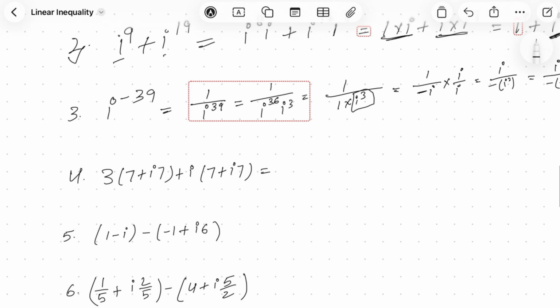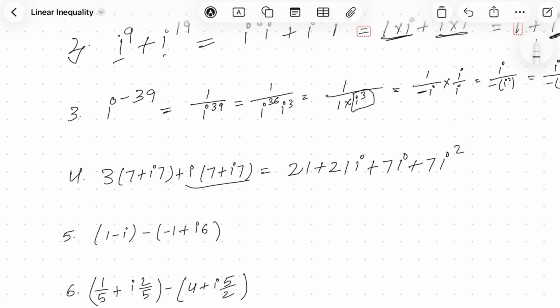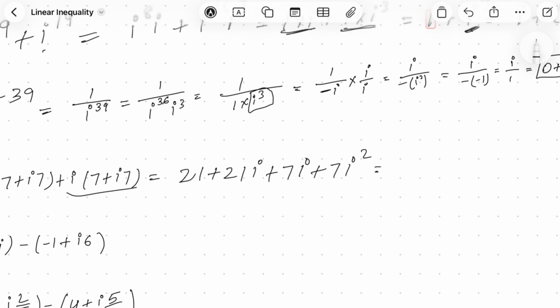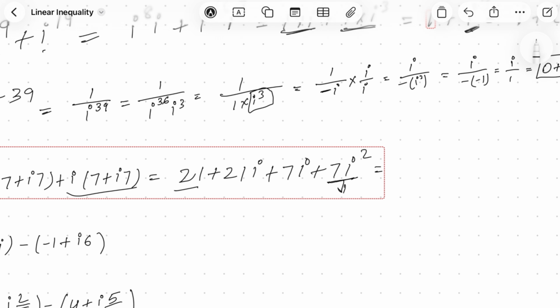3 into 7 plus i7, so it will be 21 plus 21i. Okay, now plus i plus 7i. Now we are doing this one, 7i plus 7i square. 7i square. Okay, now we have 21 and i to the power 7i square, so this will become minus 7. So plus minus minus, so we have to subtract that.